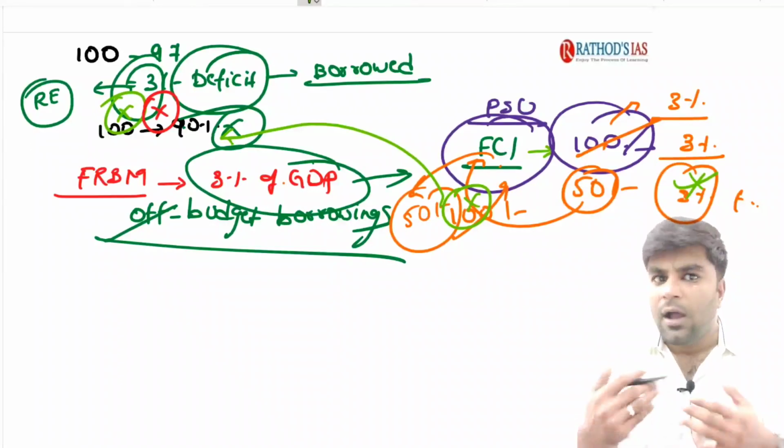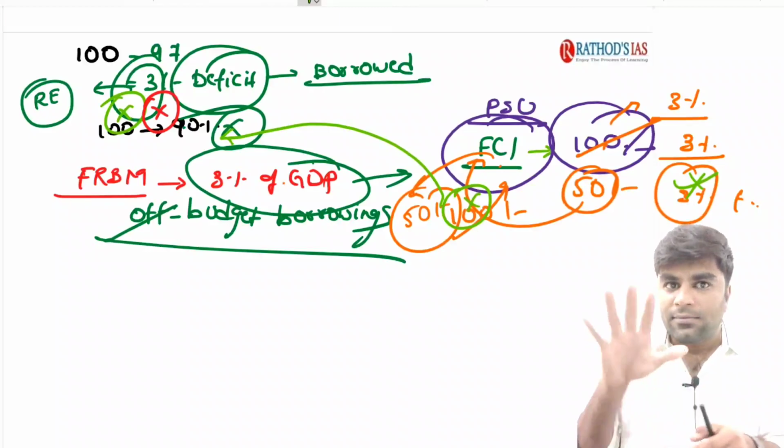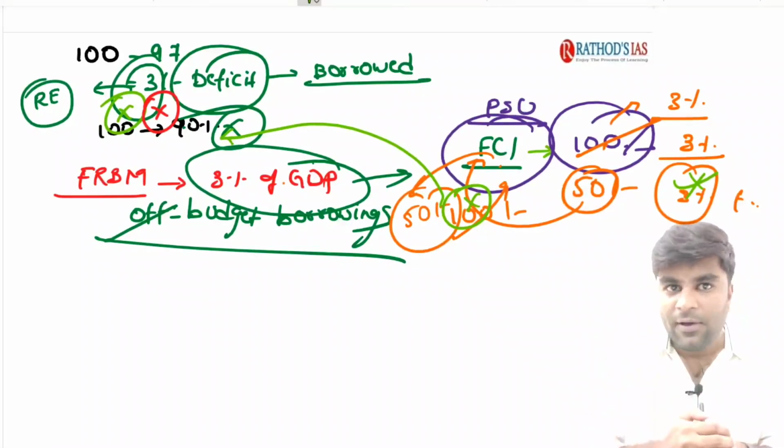In such a way, whatever the audit report or the calculation, whenever we look at the finances of the states, their fiscal deficits are well within the ambit of the FRBM target.